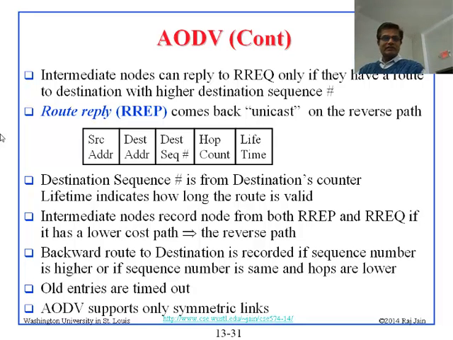Backward route sequence number is higher. All entries are timed out, and AODV supports only symmetric links. So we assume that the cost from you to me and from me to you is the same, which is never the case, by the way. I will tell you why.